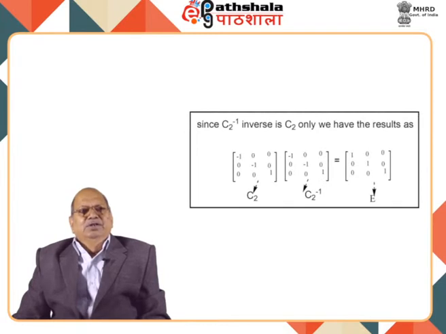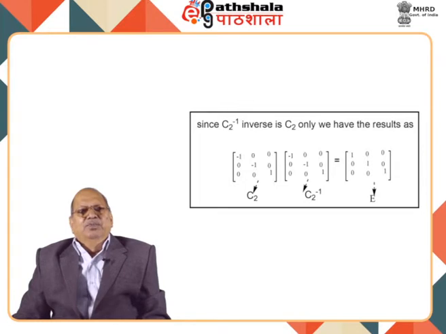Now, let us take another product, C2 into C2 inverse. The result is E. Since C2 inverse is C2 only, I take the matrix corresponding to C2, multiply with the matrix corresponding to C2, and I get a matrix which is 1, 0, 0, 0, 1, 0, 0, 0, 1. What is this matrix? This is the matrix corresponding to E.